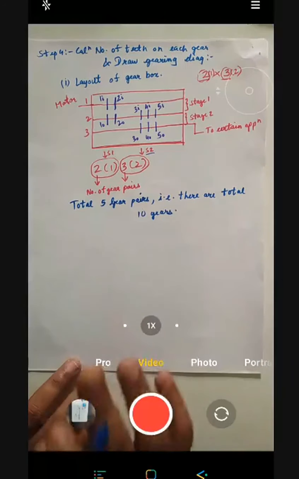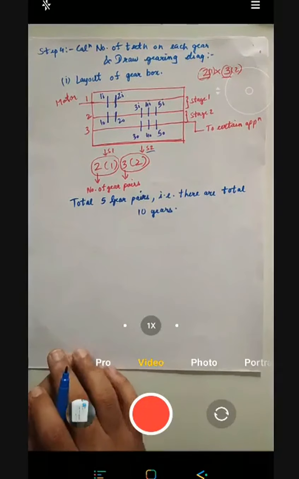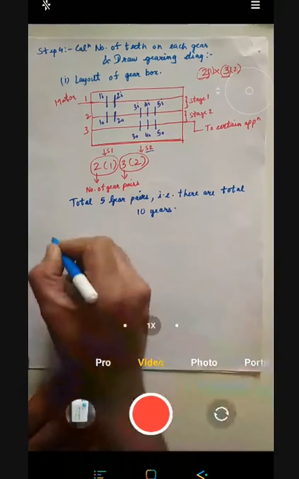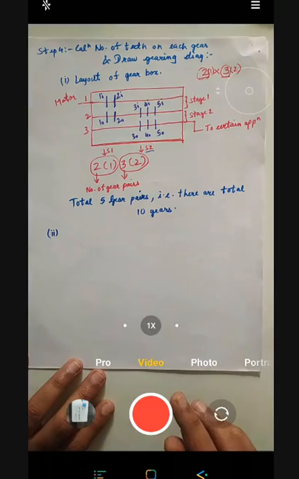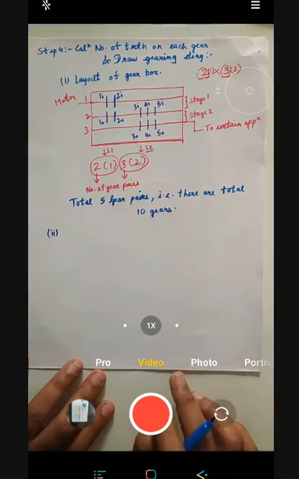Getting the point? So there are 10 gears. Does anyone have any doubt how those 10 gears appear in the layout? Anyone? Okay, I think all are clear.